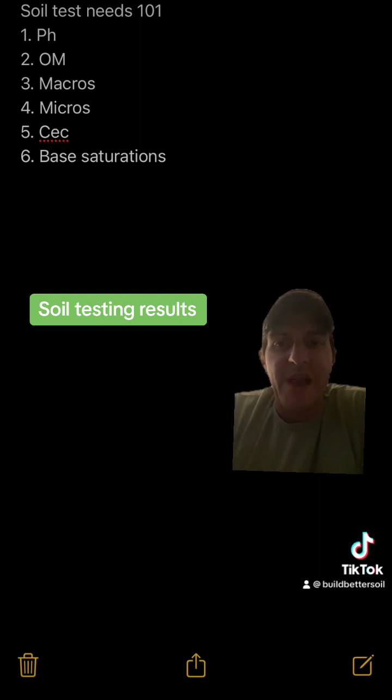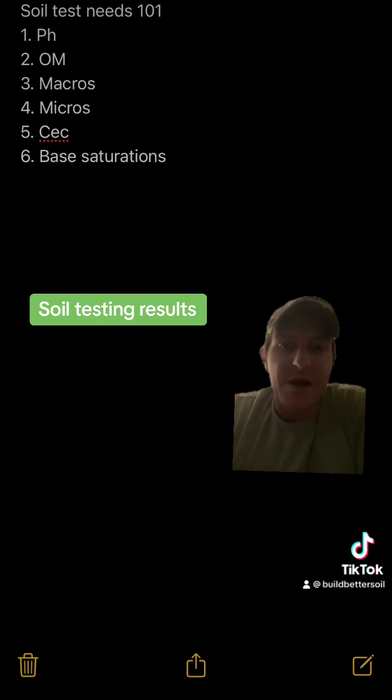And then the last two items that I find to be extremely critical, especially when you have all of this other data, is your CEC and also your base saturation. So CEC is cation exchange capacity. A cation is just a positively charged ion, and that's going to give you the opportunity to see what type of soil you have. So if it's a 1 or a 2, it's a really sandy soil, and if it's a 25, it's a heavy clay soil.